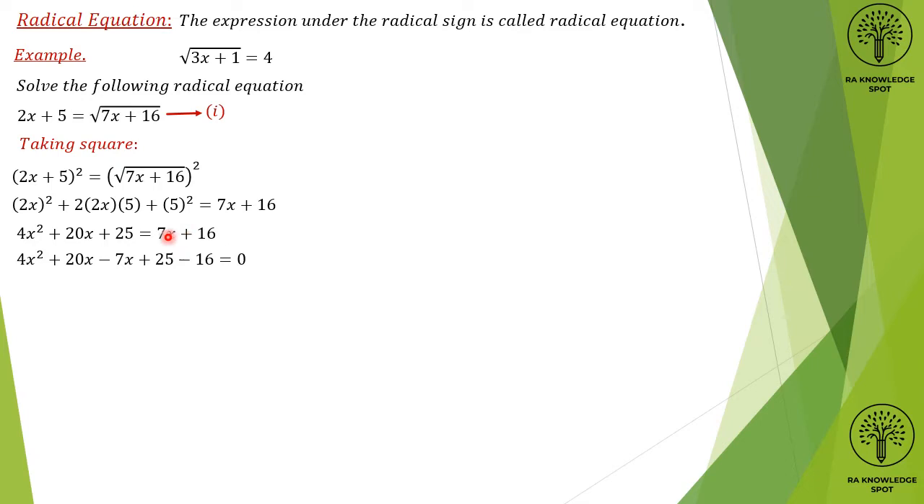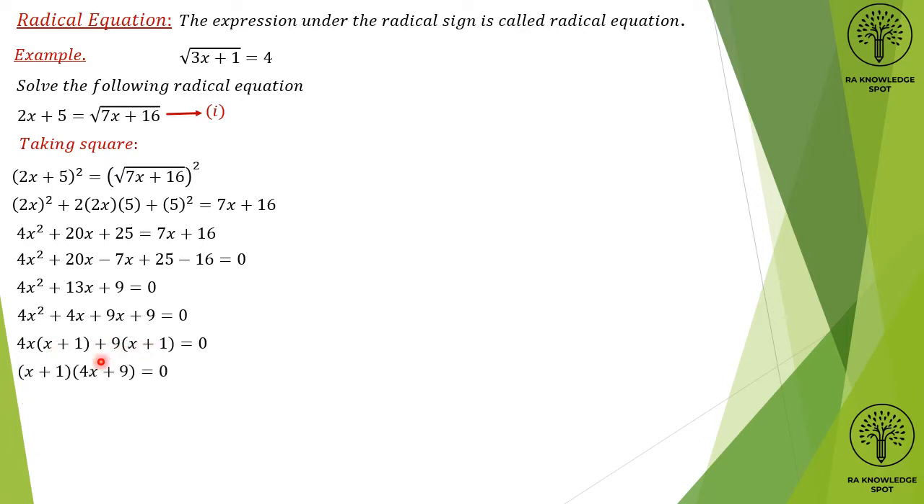Going to move here, 7x is going to move to this side and 16 here. After some more simplification, you will get this term. And now, as you know that this is a quadratic equation, we are going to solve with the help of factorization. Now after factorization, 9 4s are 36 and we're going to take common. That is 4x is common, then x plus 1, and 9 is common, then x plus 1. Furthermore, x plus 1 is common and 4x plus 9.